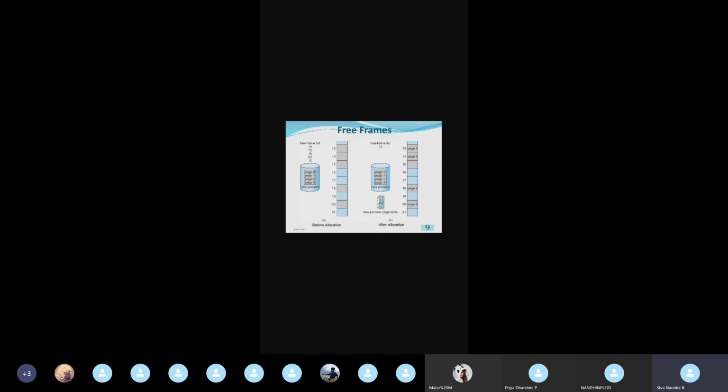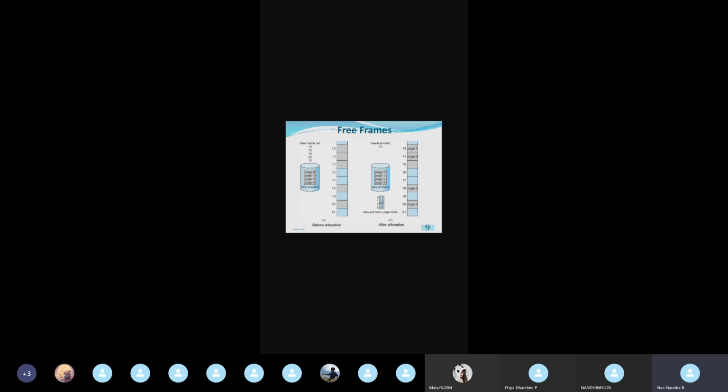See in the next, after allocation, how these 4 pages are allocated in the frames. In the free frame list, it will be allocated in that order only. The free frame list is generated based on which frames are freed first. For example, frame 14 will be freed first. After that, frame 13 may be freed. After that, frame 18 will be freed. After that, frame 20 will be freed. After that, frame 15 will be freed. Likewise, we have the free frame list. With this list only, we are going to allocate.